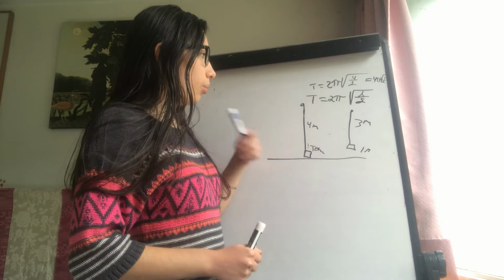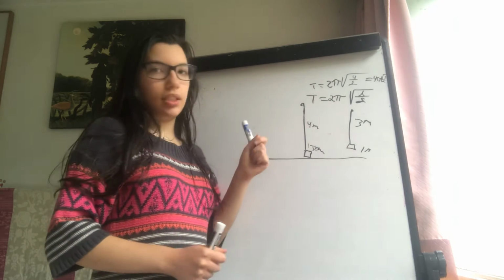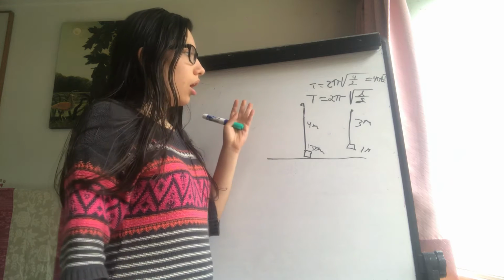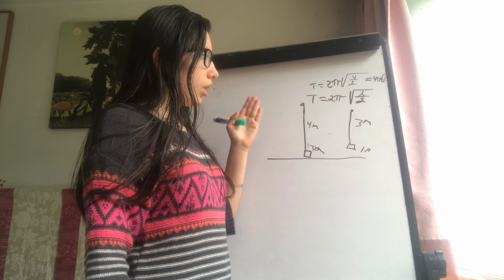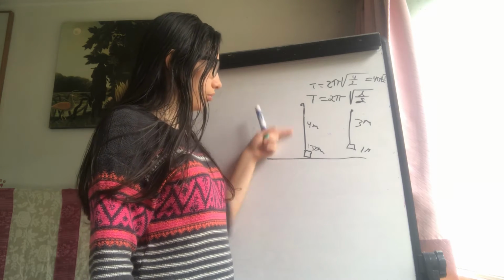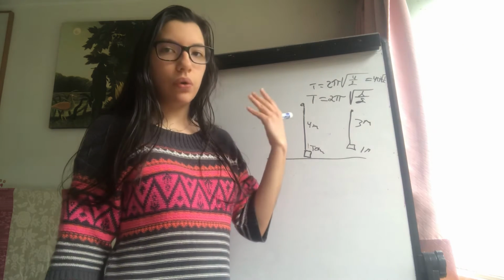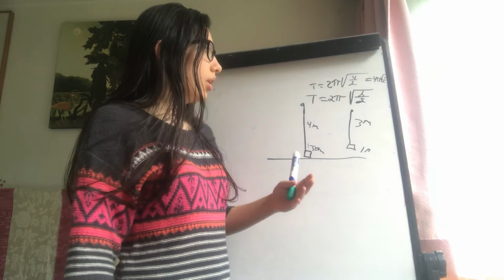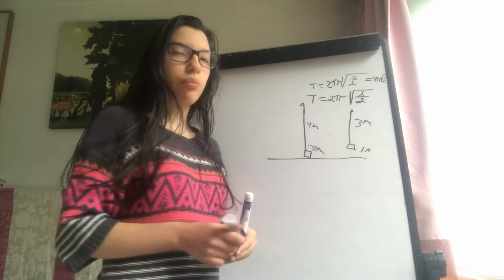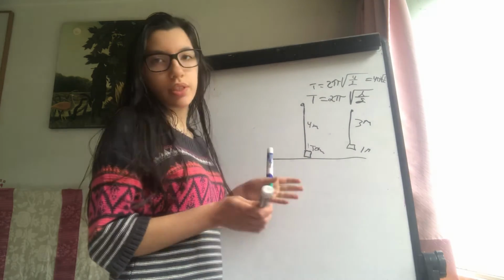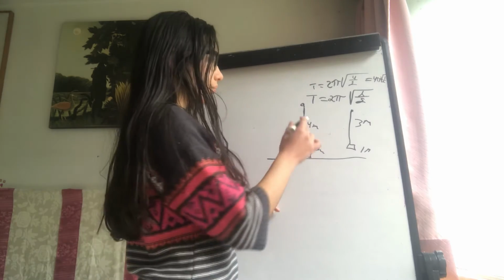Now, let's say that we want to find the length. That is, let's say that now we want to find how long the pendulum has to be in order that it takes only 1 second to complete the round. So that is, the period be 1. So stop the video and try to calculate it.